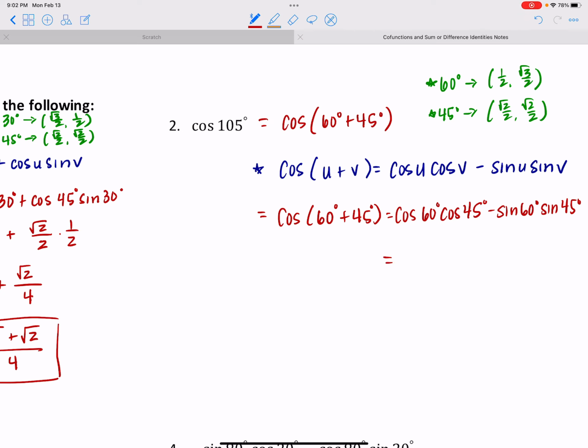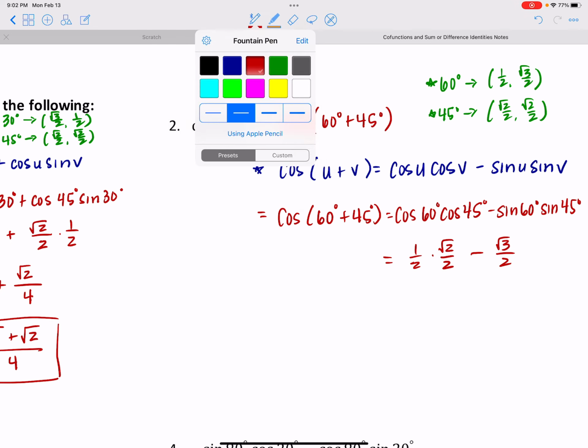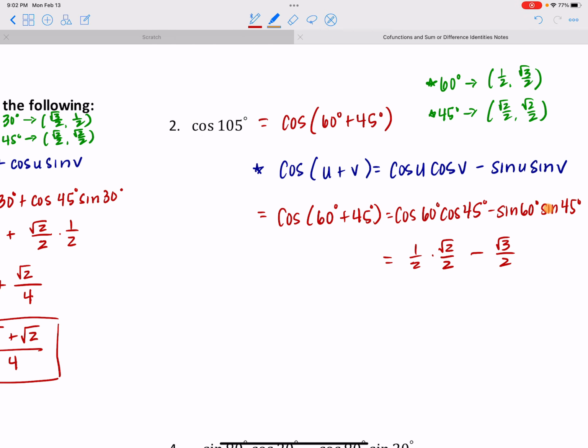So this is going to equal the cosine of 60. So cosine of 60 is going to be right here. That's a half. And then the cosine of 45, right there, that's going to be radical 2 over 2. And then we're going to subtract sine of 60. That's going to be here, radical 3 over 2. And then the sine of 45, oh my goodness, sine of 45, that's right there, radical 2 over 2.